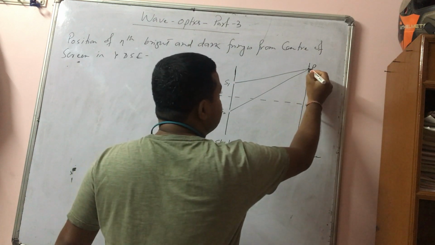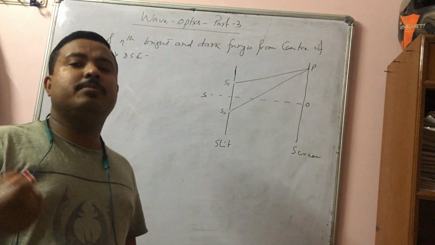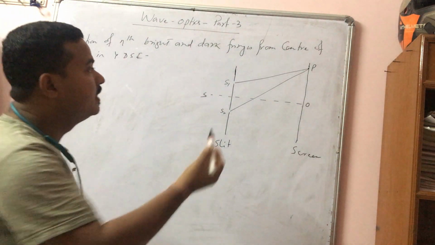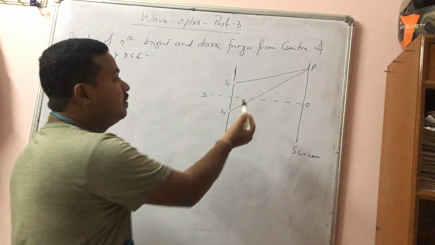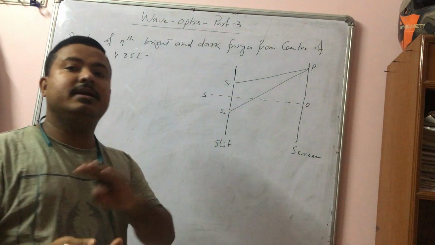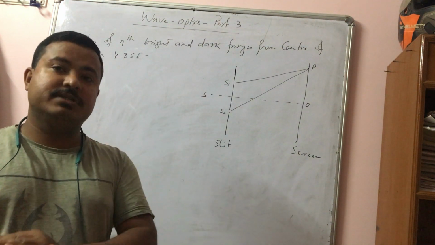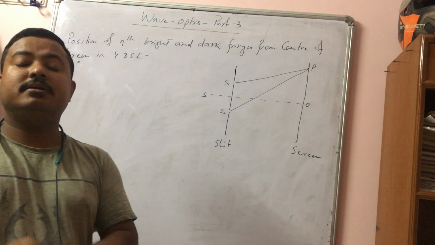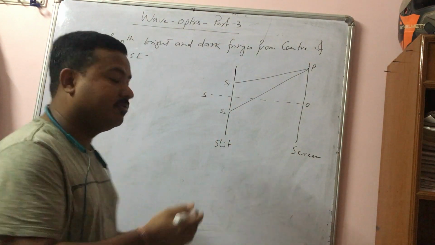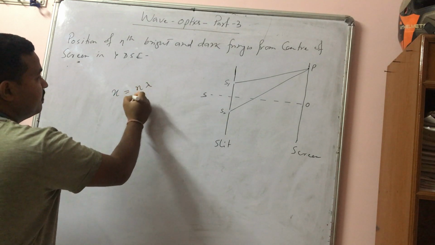So this point may be of maximum intensity or minimum intensity, meaning it may be a bright fringe or a dark fringe depending on the path difference. As I explained earlier, to get bright fringes the path difference between the two waves should be an integral multiple of lambda. For maximum intensity, the path difference is an integral multiple of lambda.